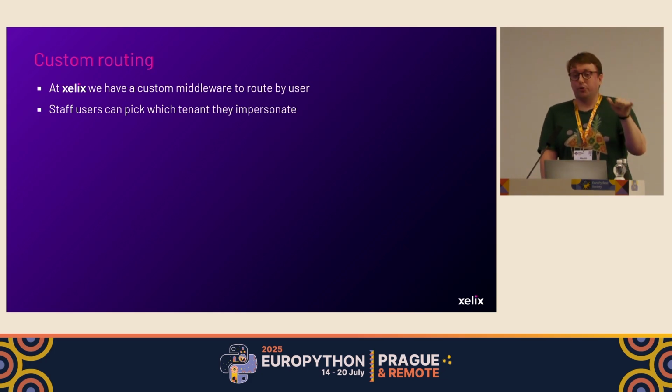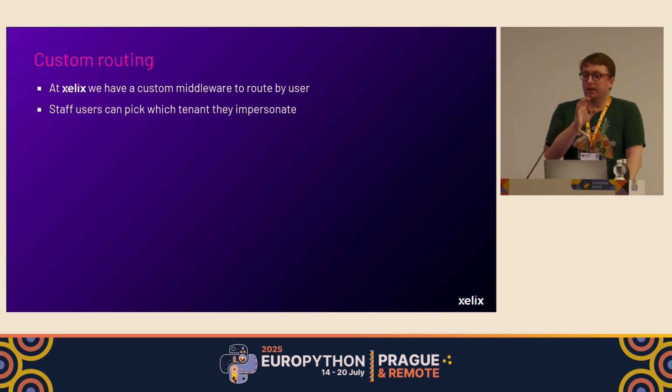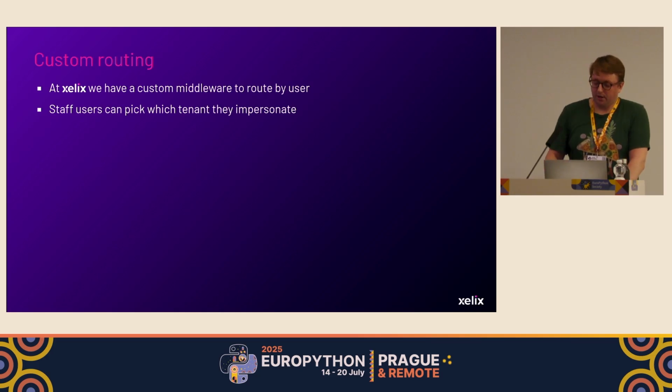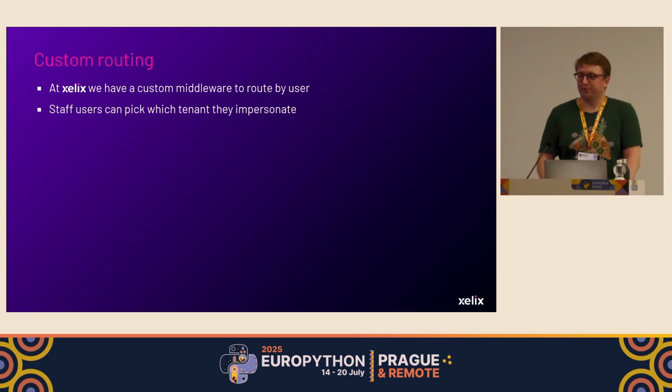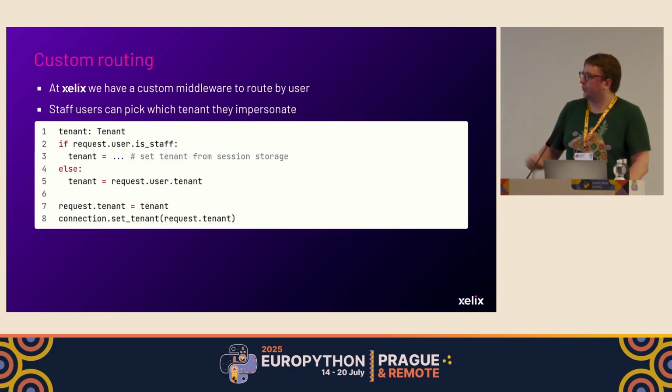That leads to not having multiple different subdomains that we have to support. The user just goes to our domain.com or whatever, and based on which user logs in, we activate the schema. What it also leads to is, if we're a staff user, we can select which customer's data we take a look at. So it looks a little bit like this.